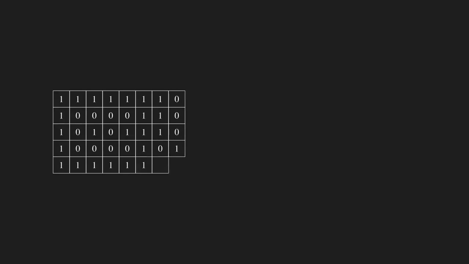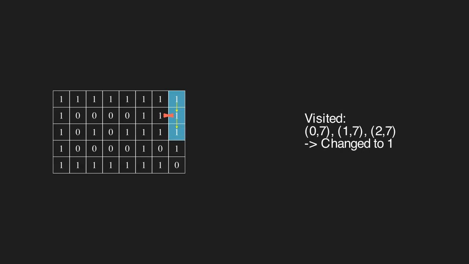The top row scan encounters 0 at coordinate 0, 7. Starting depth first search there reaches 1, 7 and then 2, 7 through vertical 4-directional connections. Water blocks every route from this group into the interior. The visited set for this call is therefore the 3 cells 0, 7, 1, 7, and 2, 7, all changed to 1.